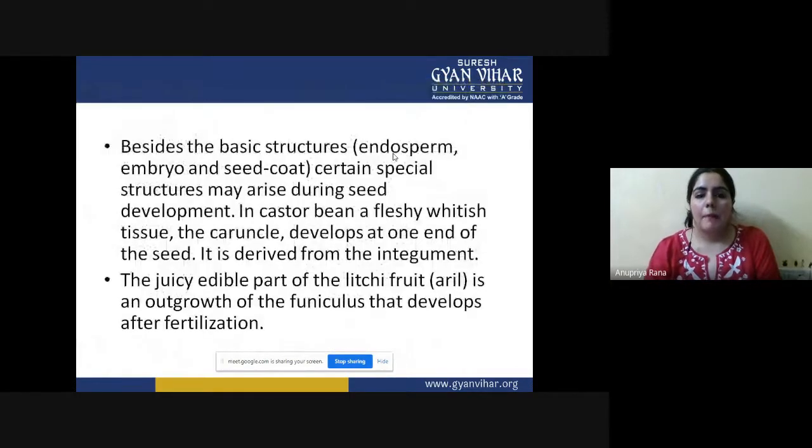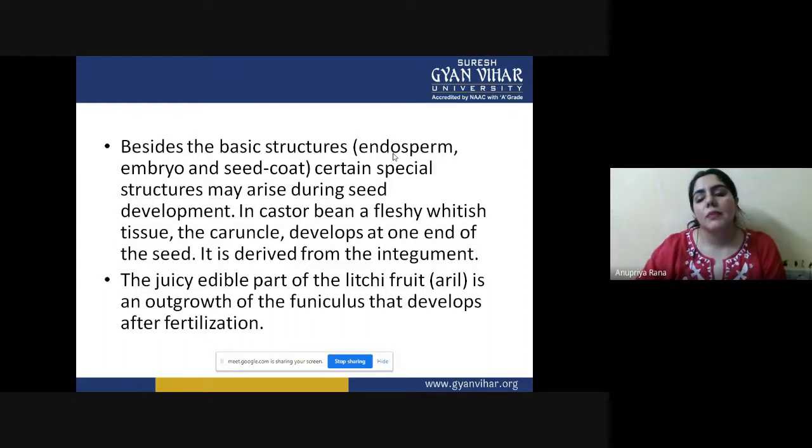Now, besides the basic structures like the endosperm, embryo, and seed coat, some special structures may arise during seed development. These were the very common structures that are going to be present in each and every kind of seed, like endosperm, embryo, and seed coat. This is a very basic type of feature.